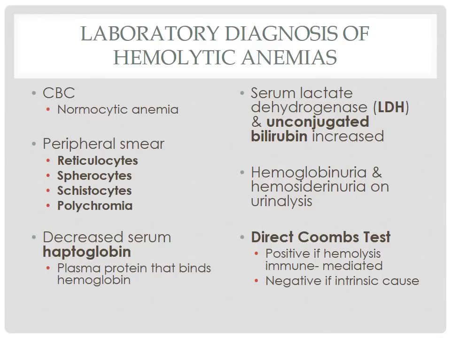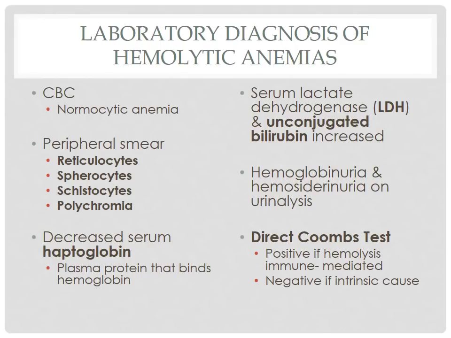The peripheral smear, as we mentioned, you might see reticulocytes, you might see spherocytes, you will likely see schistocytes or broken up red blood cells, and polychromia, meaning that these cells have multiple different variations of red. So they might be having a little bit of hypochromia, a little bit of hyperchromia, and all of that in between. You'll also see decreased serum haptoglobin.